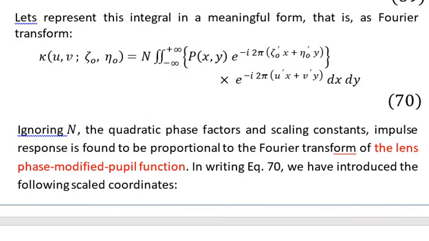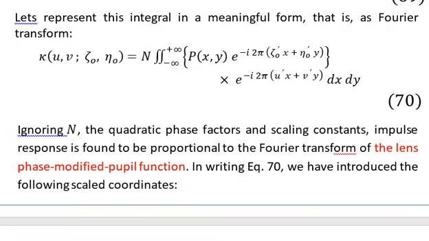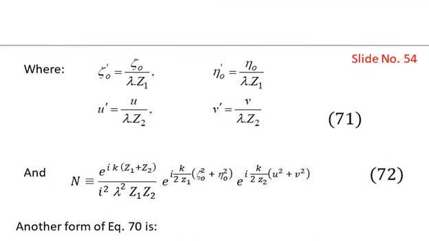So ignoring N, the quadratic phase factors and the scaling constants, the impulse response is found to be proportional to the Fourier transform of the lens phase modified pupil function. You see that p of x comma y is the lens pupil function, and this is multiplied by some phase term. So we can regard this as the lens phase modified pupil function. So this is the Fourier transform of the lens phase modified pupil function. In writing equation number 70, we have introduced the following scaling of coordinates, which are given next.